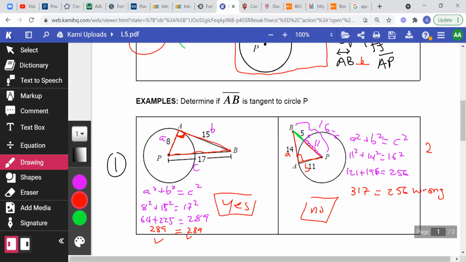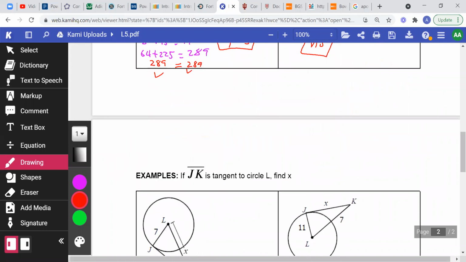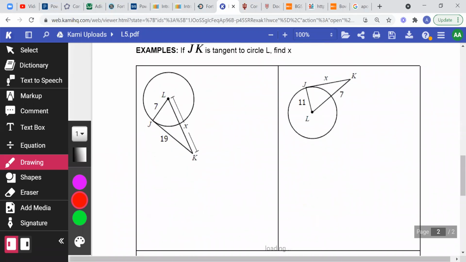Here, AB is not a tangent, because when we use the Pythagorean theorem, the law does not apply. We don't have equal numbers on both sides of the equality sign. So here it's no, because 317 is never 256. On the other side, we have 289, and when Aiden did this, 289 equals 289, which is exact. Then we're going to move to the next one.